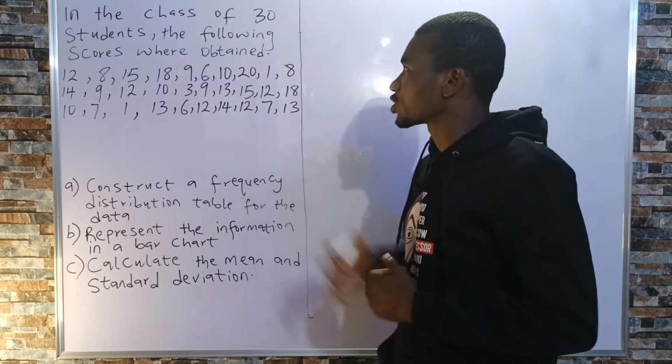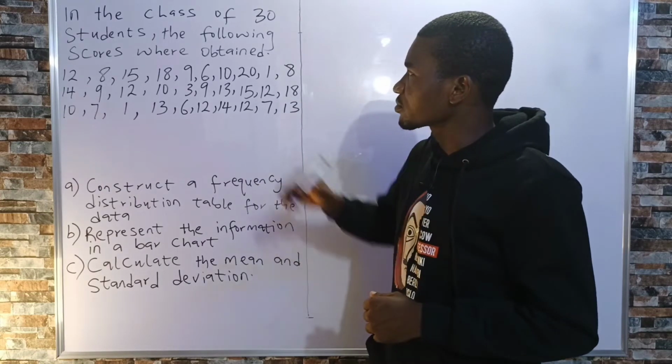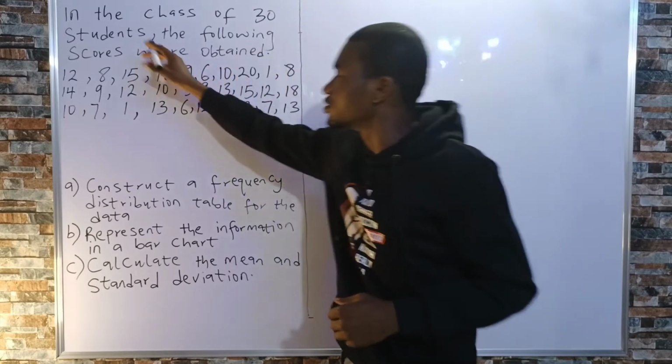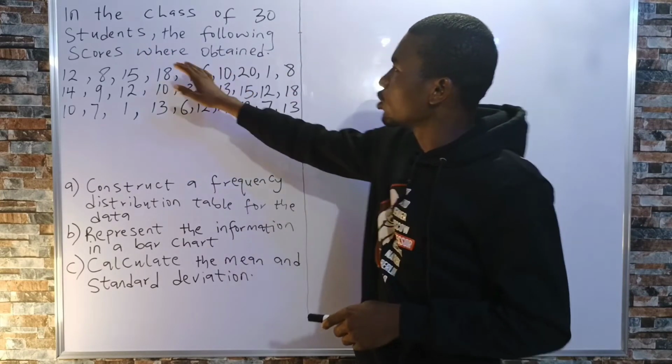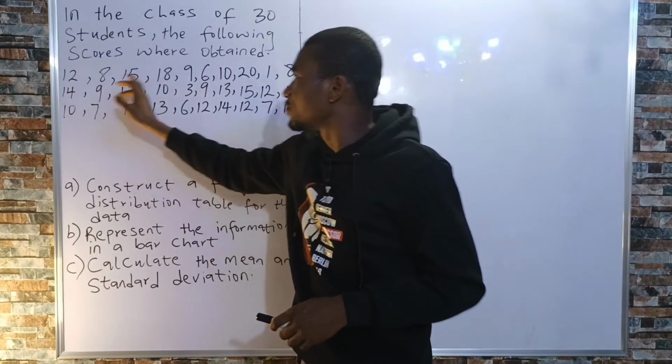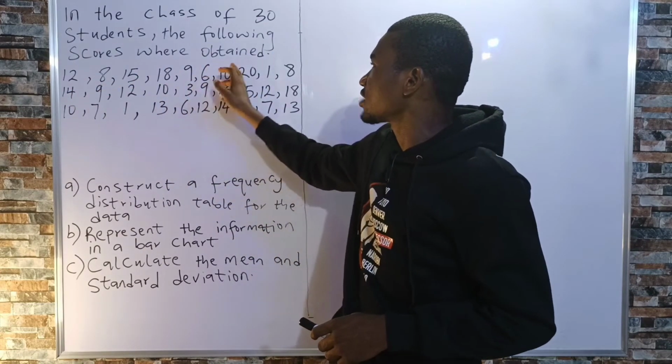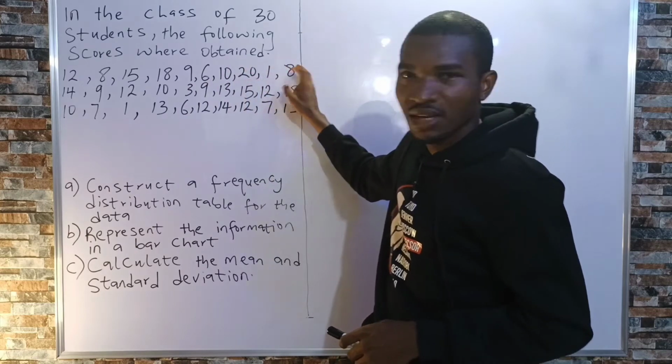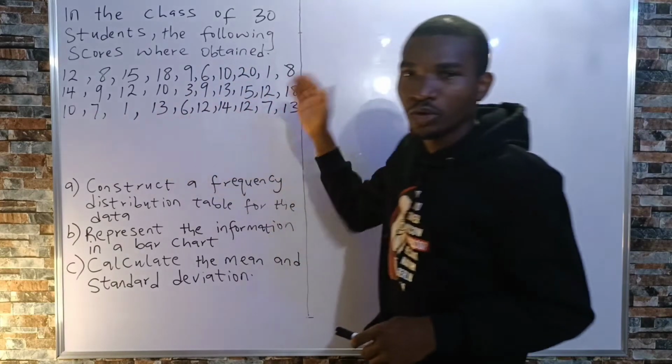I want to read out the question first of all. The question says, in a class of 30 students, the following scores were obtained, and the scores are 12, 8, 15, 18, 9, 6, 10, 20, 1, 8, and other scores which follow suit.